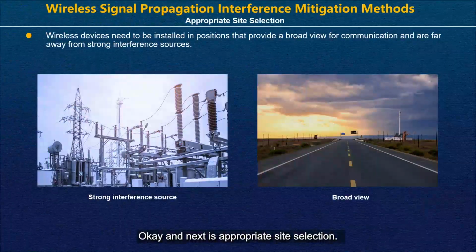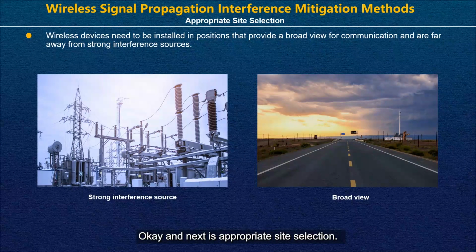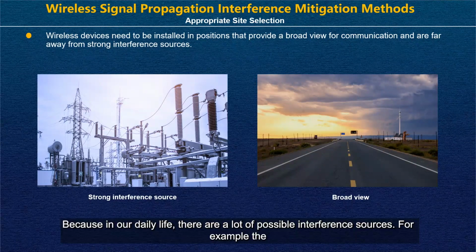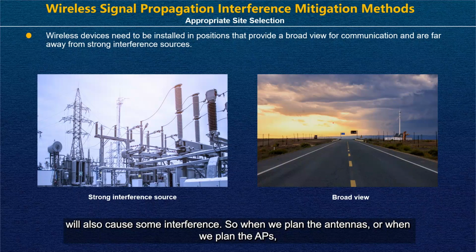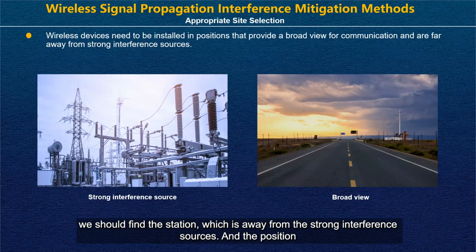Next is appropriate site selection. Because in our daily life, there are a lot of possible interference sources. For example, the strong interference sources in the first figure, or if it's an indoor project, a microwave oven will also cause some interference. So when we plan the antennas or the APs, we should find a station which is away from the strong interference source.